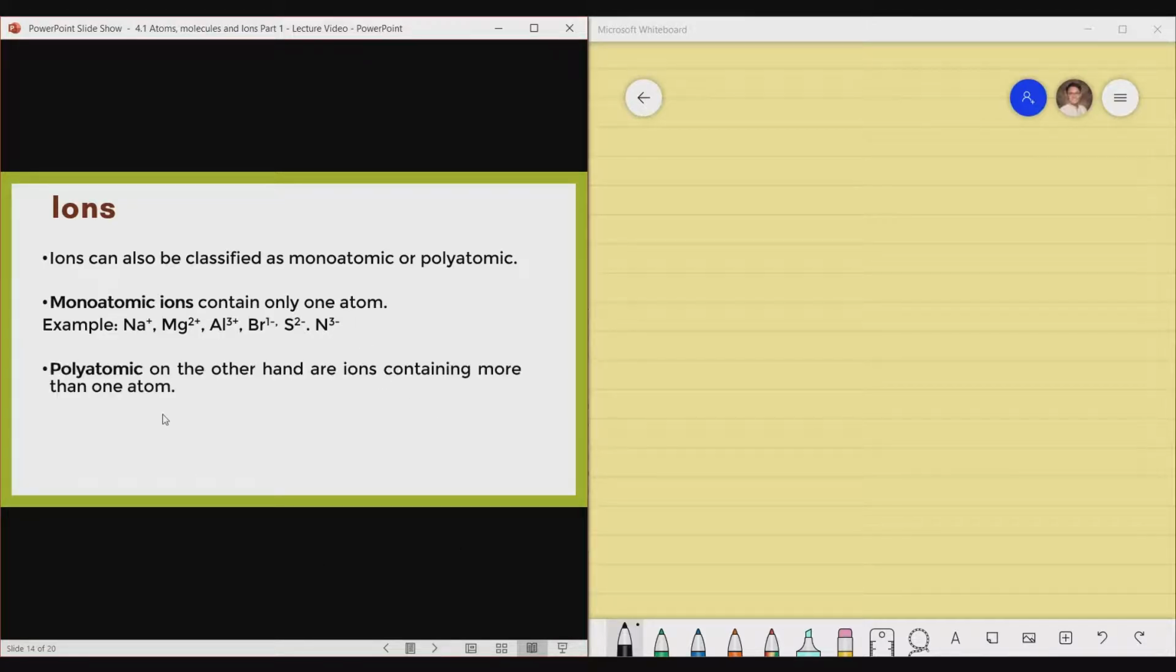And then polyatomic, as the prefix suggests, poly, containing more than one atom. Examples are your NH4+, OH-, nitrate NO3-, sulfate SO4 2-, phosphate PO4 3-. Okay? So again, ions can be monoatomic or polyatomic.